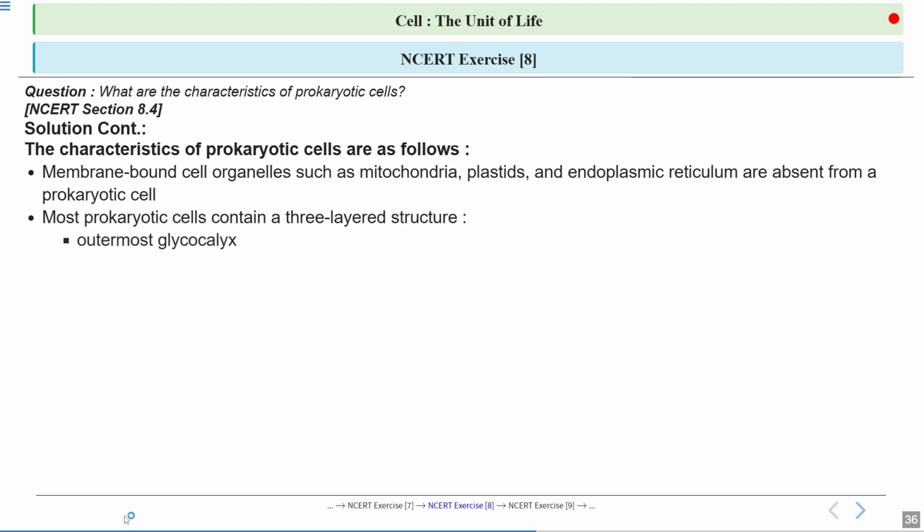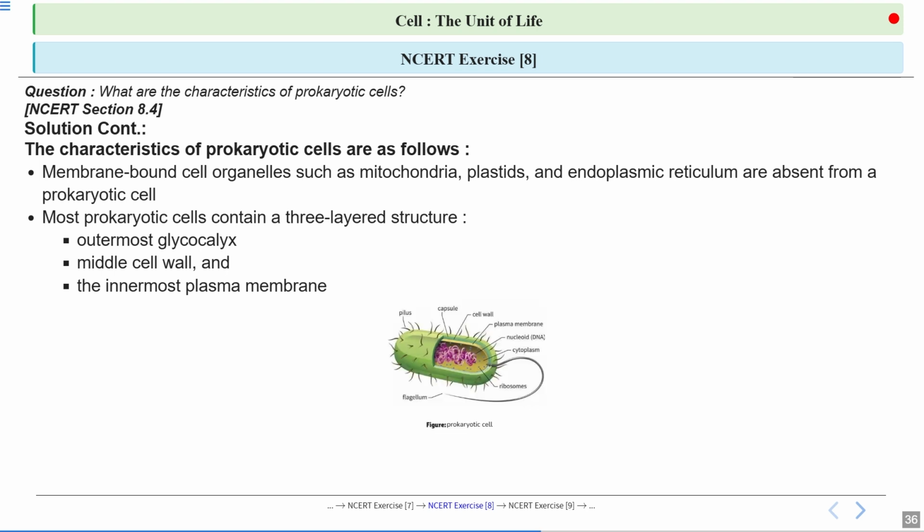Now, this is very important. Prokaryotic cells contain a three-layered structure. What are these three layers? The outermost is glycocalyx, the middle is the cell wall, and the innermost is the plasma membrane. When glycocalyx is very thick, it is known as the capsule. When it is quite thin, it is known as the slime layer. Here you can see a capsule, which is nothing but thickened glycocalyx. This glycocalyx protects the cell and helps in the attachment of the cell to the substrate.